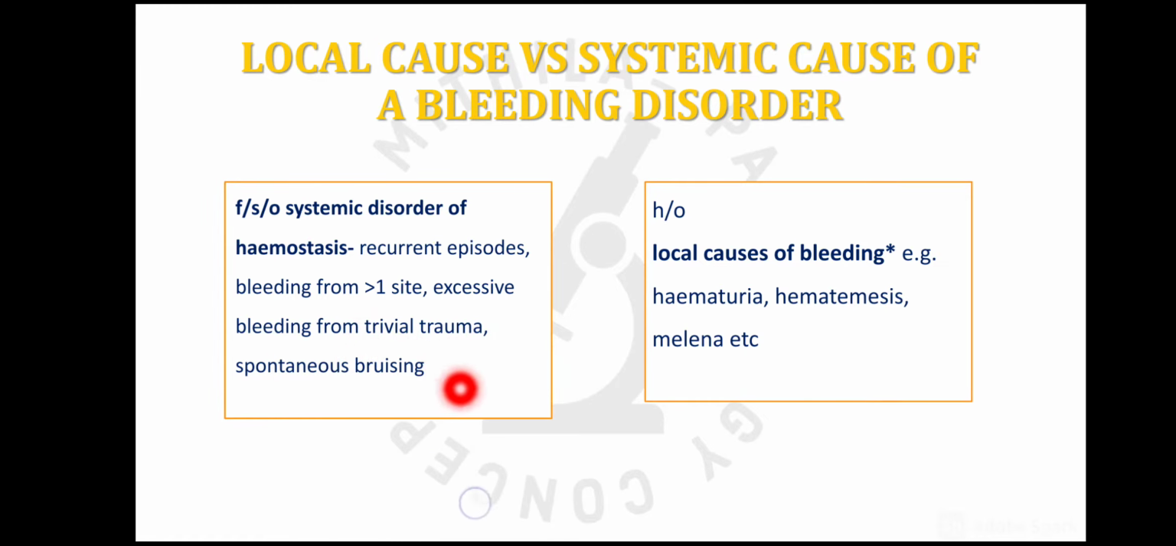If there is excessive bleeding resulting from a trivial or very minor trauma, or if there is spontaneous bruising, generally the cause is systemic. If the bleeding has a local cause, it will present in isolation, like hematuria, or the patient will present with hematemesis, or just have melena, which is blood in the stools. These things occur when there are local causes of bleeding. Generally in the hemostatic disorders, we find systemic disorders.